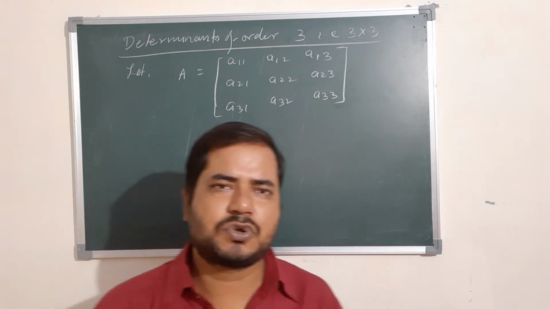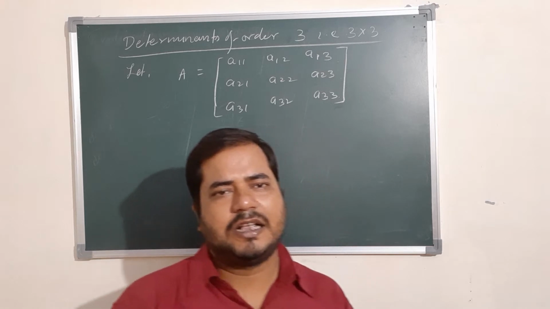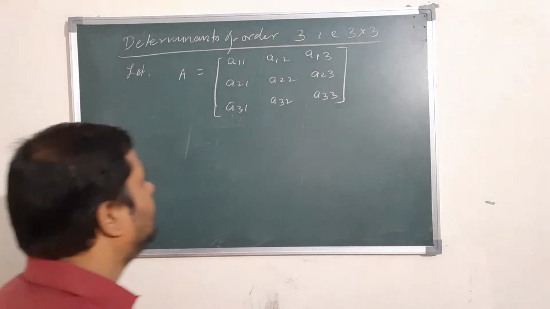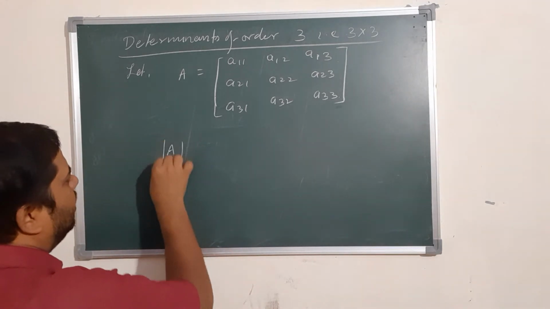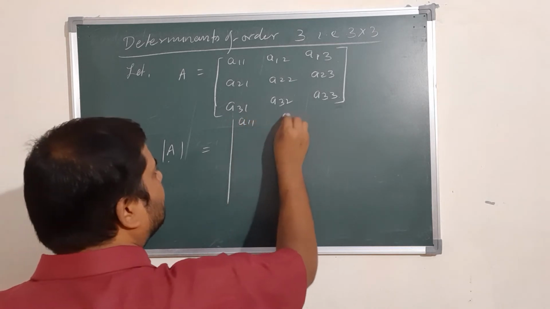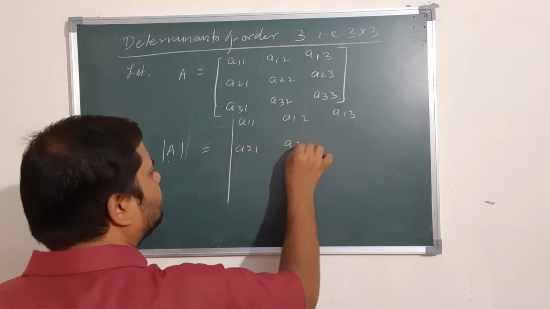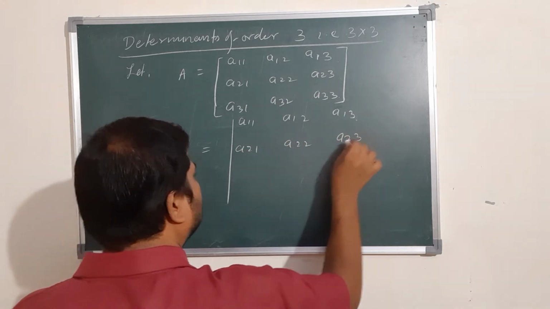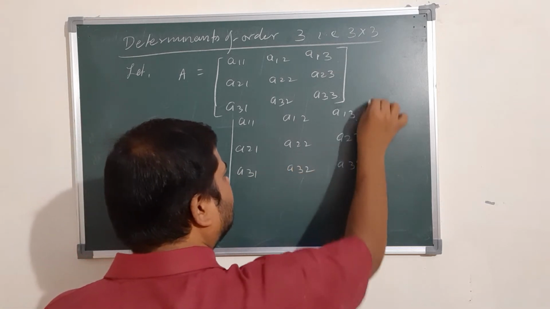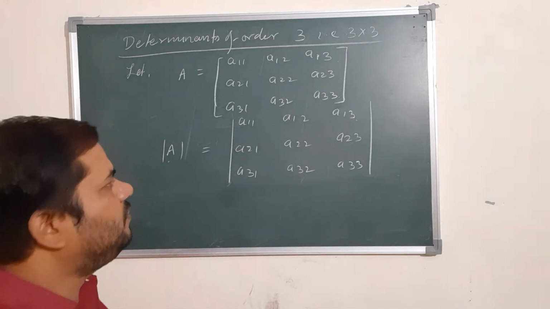That means this is a square matrix of order 3, and now we are going to expand it or evaluate it as a determinant. Now determinant of A is nothing but this A11, A12, A13, A21, A22, A23 and A31, A32, A33. This is the determinant of that particular matrix. So how will we get the solution?